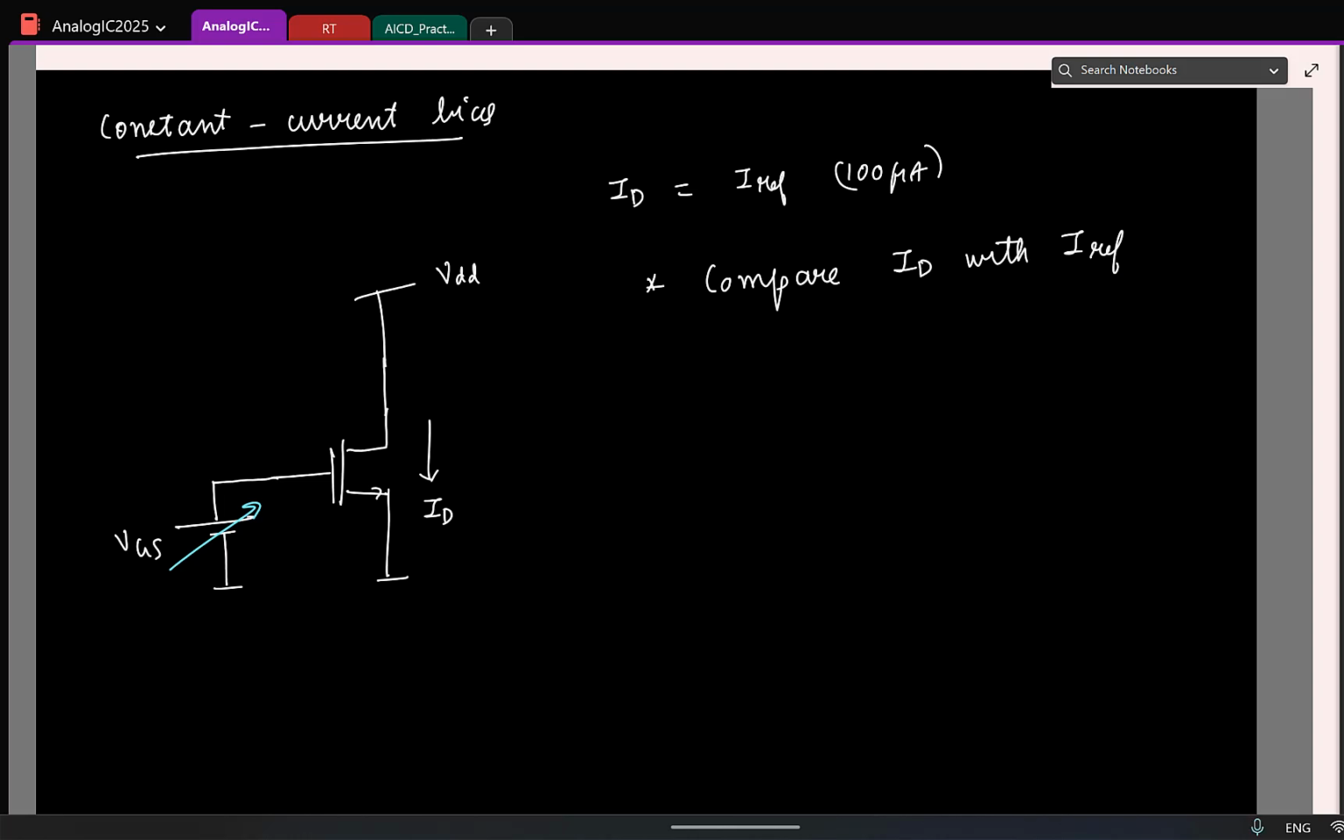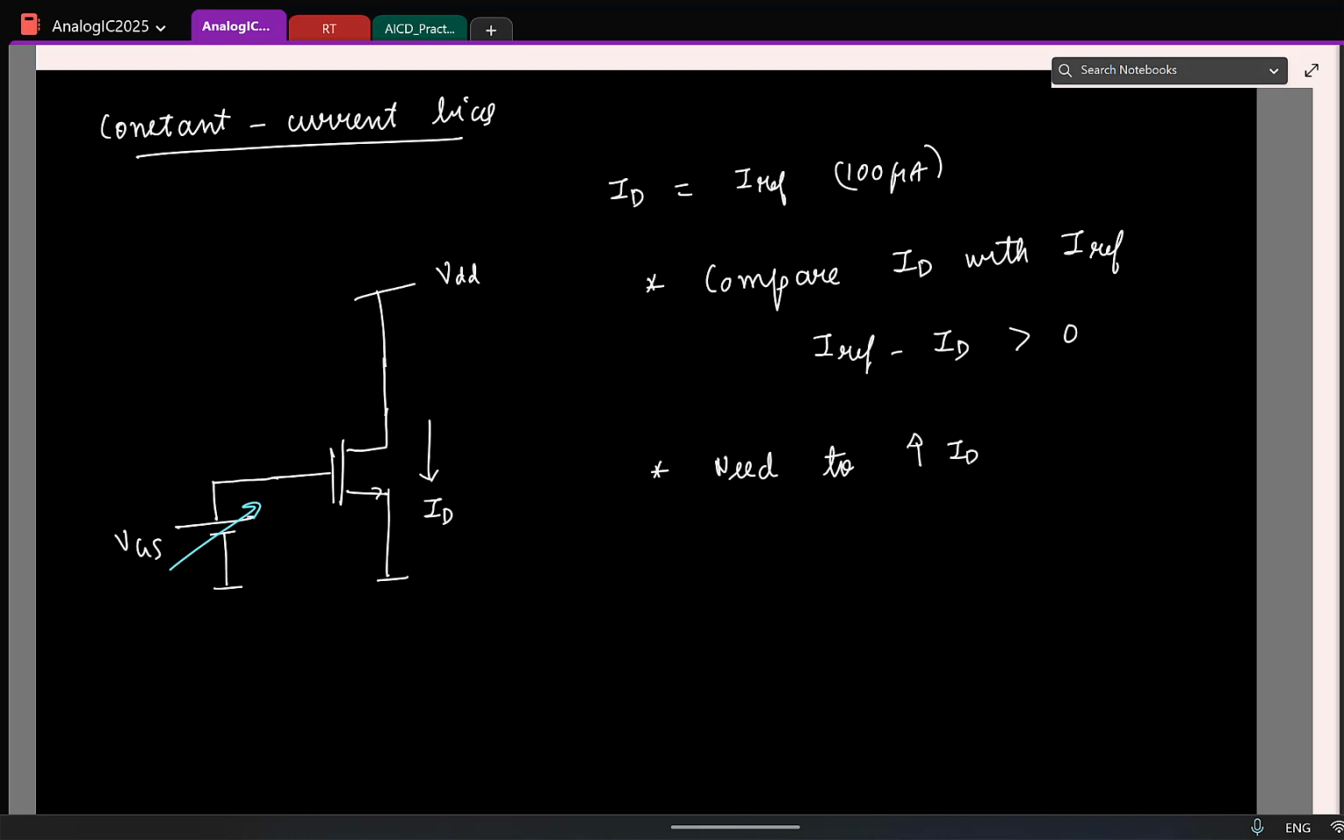So if I were to write it mathematically, comparison is essentially doing what mathematical operation? I'm basically subtracting two quantities. So let us say I want to somehow get IREF minus ID, correct? And let's say for example this is greater than 0, which means my drain current is smaller than required, or it is larger than that required value? Smaller. So now as a corrective action, I should increase my ID or decrease my ID? I should increase my ID. So I'll say need to increase ID.